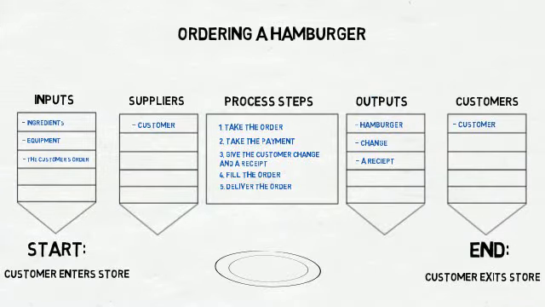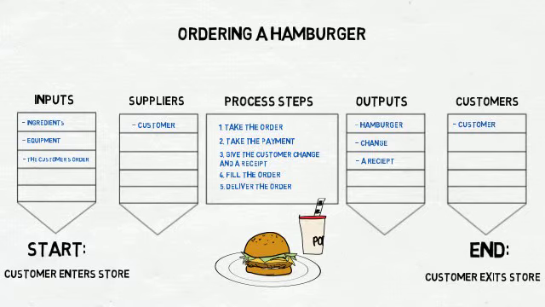A SIPOC clarifies who should be on the team, helps the team agree on project boundaries and scope, identifies suppliers to and customers of the process, and allows all to realize process views are quite similar regardless of the type of hamburger you order at the restaurant.